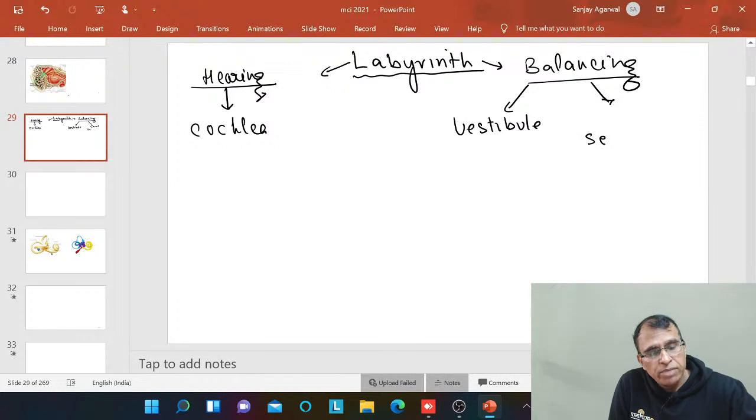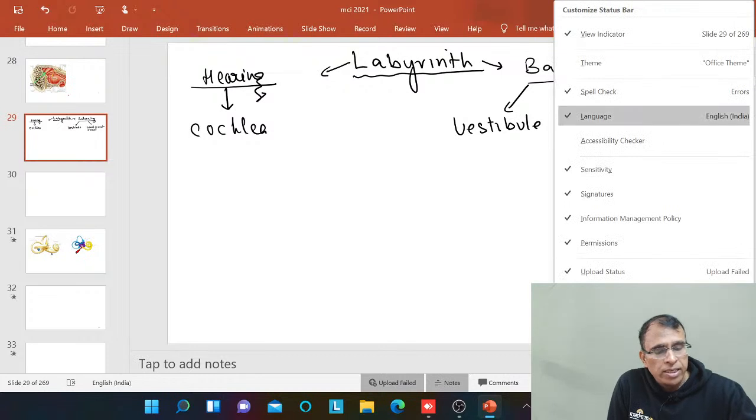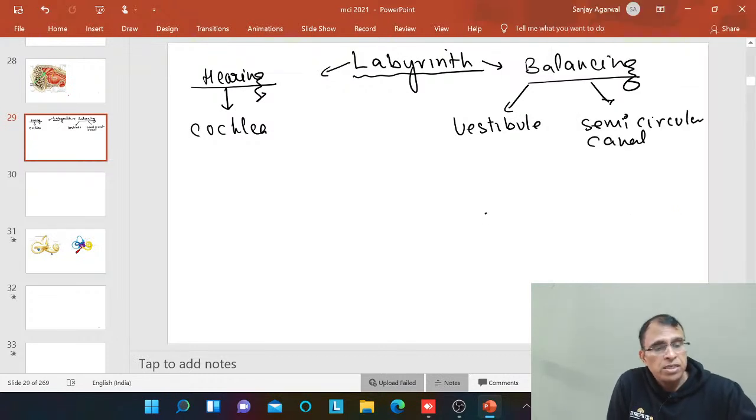So let me write the full name. Semicircular canals. British people and Americans pronounce it differently. Most of the books, most of the movies that are produced in Hollywood, which is America, say it the American way. But we are British, we follow British English, so we use the British pronunciation.